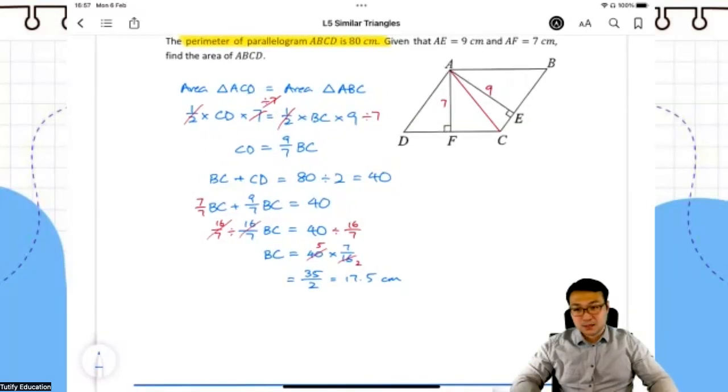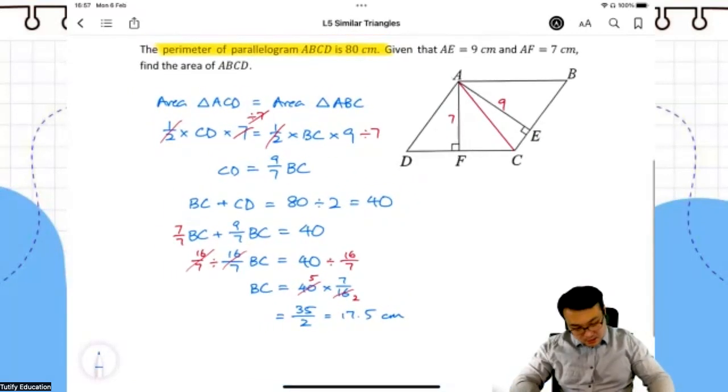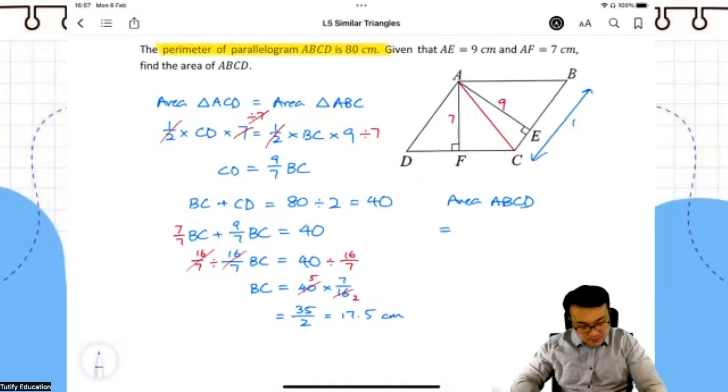17.5 cm. They are asking you for the area of ABCD. Okay, so area ABCD equals, okay, you already know BC, 17.5. Do you think you can find the entire area of ABCD? Yes. Okay, tell me how. 17.5 plus 17.5 plus the DC plus AB. You finding area or you finding perimeter? Oh wait. 17.5 times DC. What is DC?